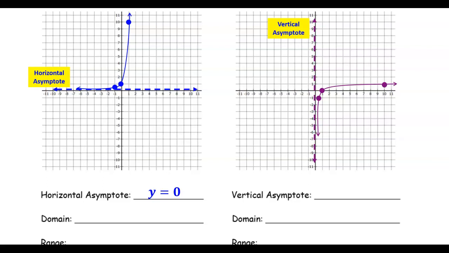For my logarithmic function, the only ones I can graph are 0.1, negative 1, 1 comma 0, 10 comma 1.